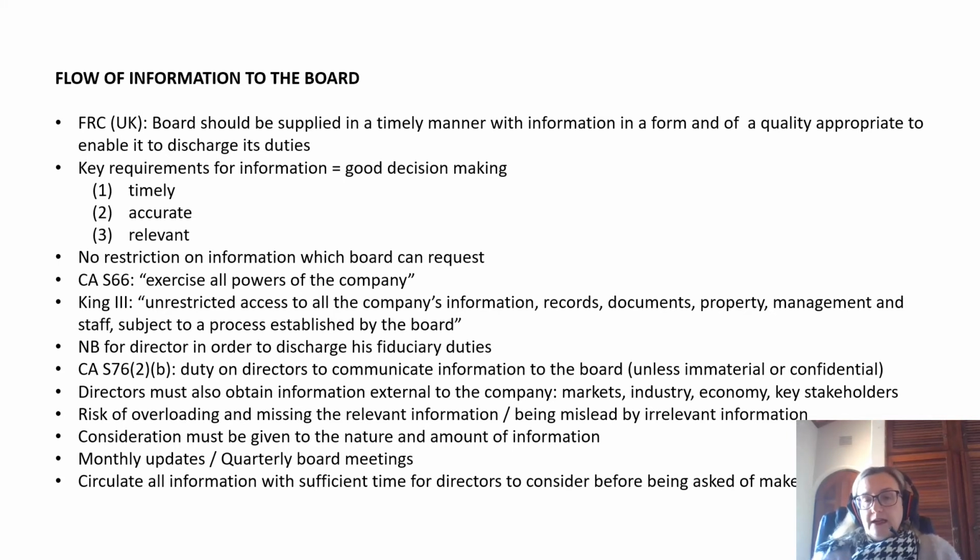King 3 elaborated in part of those 76 principles that they had, that the board has unrestricted access to all the company's information, records, documents, property, management, staff, subject, however, to some kind of a process that is established by the board. So, whilst they do have a right to the information, that could become unwieldy, and therefore it would be useful to have a policy to decide how we go about getting that information.